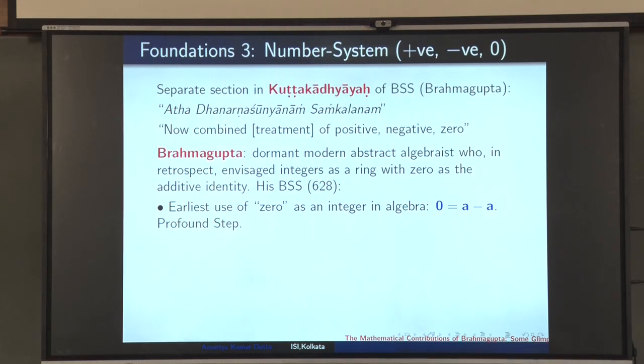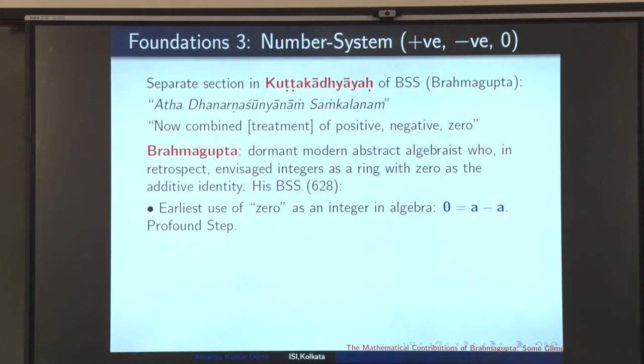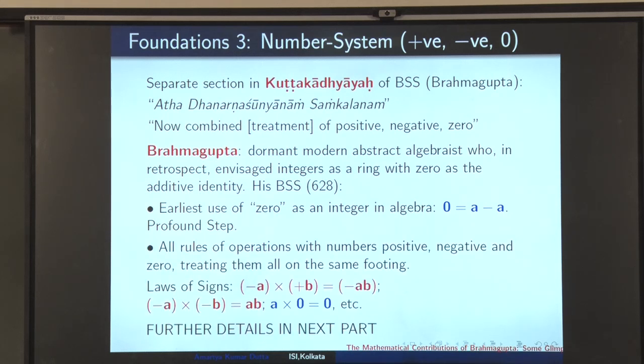Now, I anticipated there will not be time for the number system. So, I will do it in my next talk, but because it is so foundational, I will just summarize, and I will give the details later. There is a separate section within that chapter Kutakadhyay on Dhana, Rina, Shunya, Sankalam, that is the combined treatment of positive, negative, 0. So, Brahmagupta was a dormant modern abstract algebraist who in retrospect envisaged integers as a ring with 0 as the identity. His text is the earliest use of 0 as an integer in algebra.